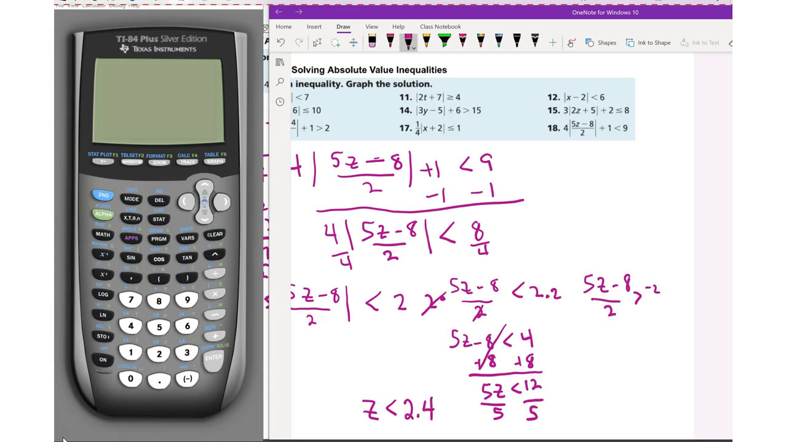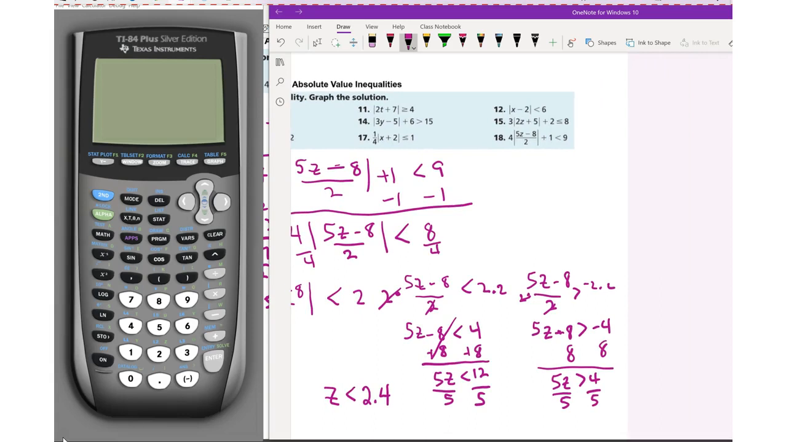Okay, so you're going to also do the following on the other inequality. You're going to multiply by 2. Of course, these two cancel. So you're left with 5z minus 8 greater than negative 4. You add 8 to both sides, and you have 5z is greater than 4. Divide by 5. And so we're going to have z, and I'm going to move it over a little bit. I have z greater than 0.80.